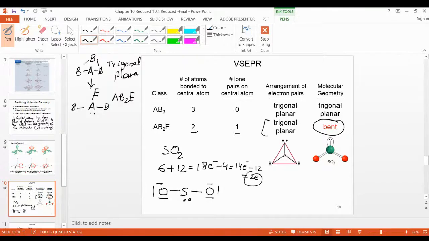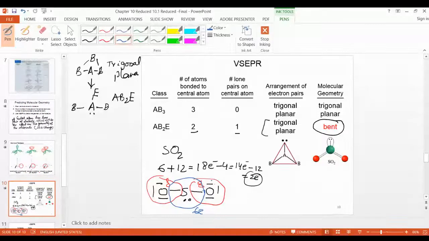But still the octet is not complete. This oxygen octet is okay, right? Oxygen octet is complete, 8 electrons. This oxygen octet is complete, 8 electrons. But the octet of sulfur is not complete. It has only 6 electrons. Is it clear? Yes, clear, 6 electrons. So how do we complete the octet? Because we don't have any electrons to put here.